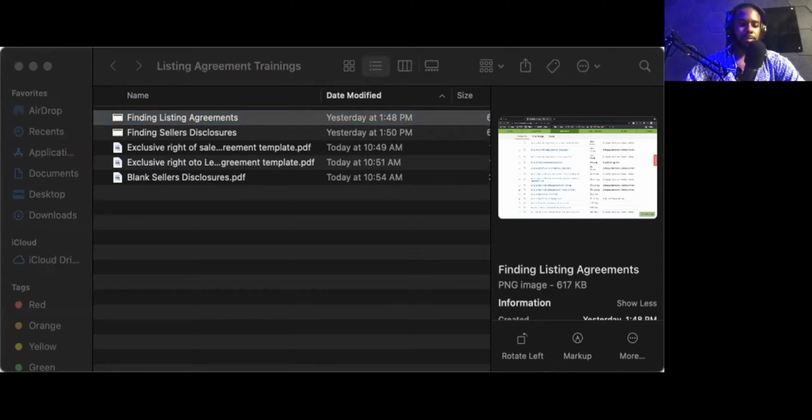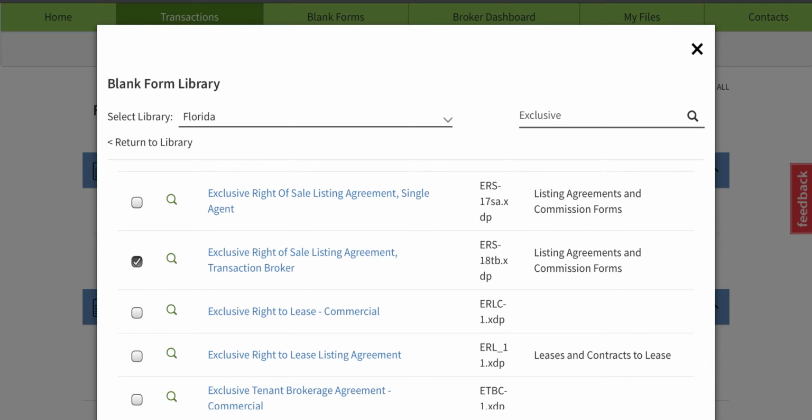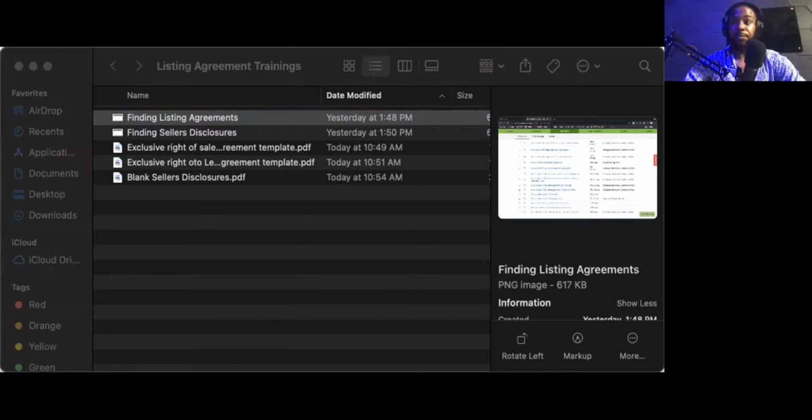So what you're looking for is, if you're selling something, right here, exclusive right of sale listing agreement for transaction broker. If you look, there's a few other exclusive right of sale listing agreements, but we want the one for a transaction brokerage because we are transaction brokers. This allows us to get both sides of the deal without having much fun.